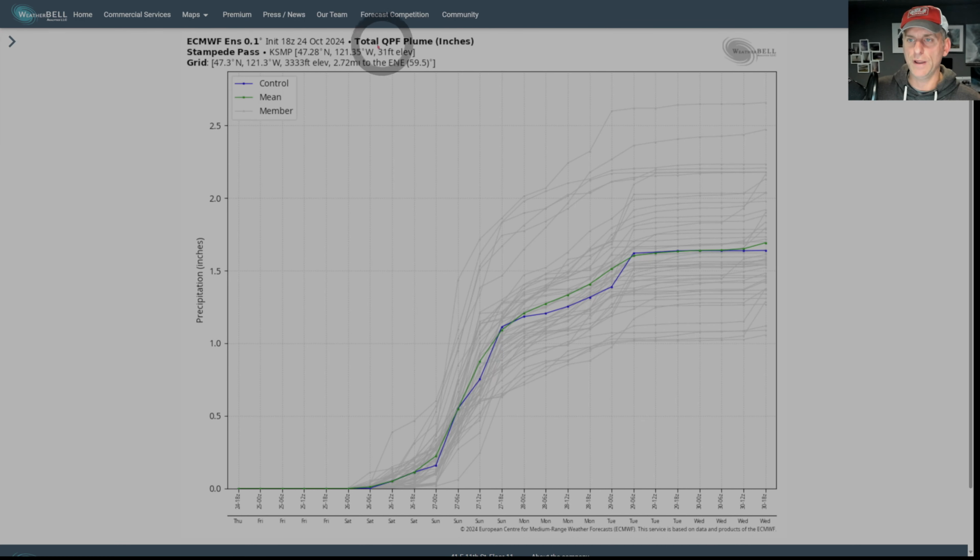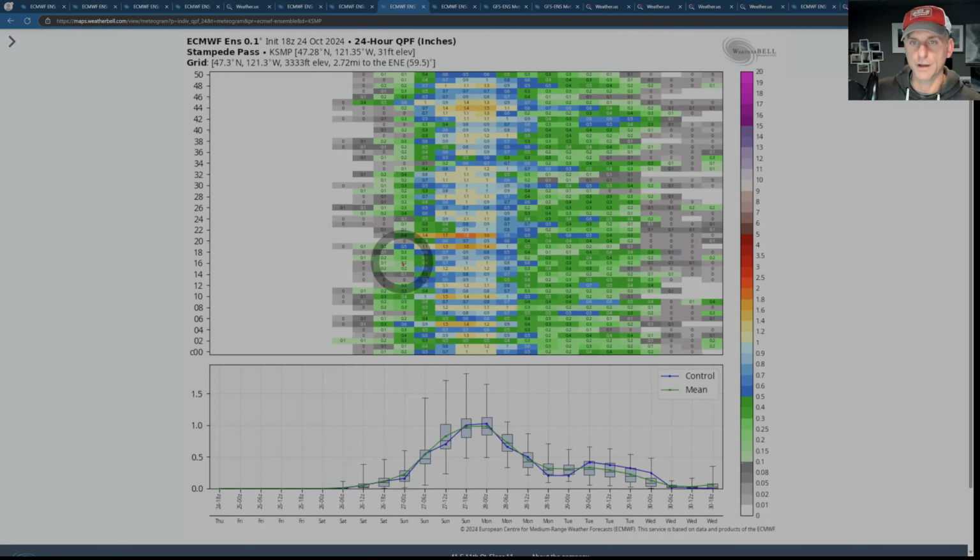This is what's known as a total precipitation plume. So again, you have all 50 of those ensemble members shown in these gray lines. Then the green line is the mean, the average, which should run right down the middle, and you can see it does. So the control run is in pretty good agreement with the mean coming up here. And again, control: initial conditions, best we understand them; and the mean: the average of all 50 ensemble members. And it is different for the GFS. The GFS has 30 ensemble members.